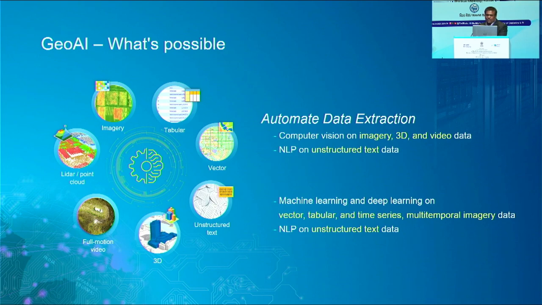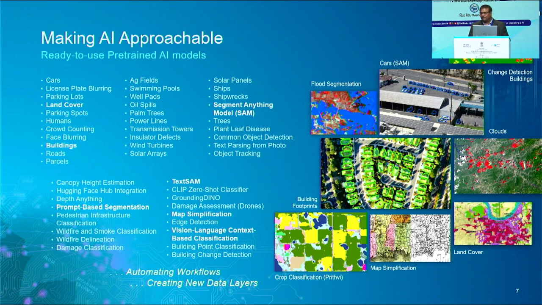Similarly, there are machine learning and deep learning tools for vector, tabular, time series, and multi-temporal imagery. These are used to uncover many of the insights. For all of you who are in the space of AI and understand this, one of the key aspects will be to build a model which runs on different types of data sets. So we at Esri understand all this, and that's why we have already launched many ready-to-use pre-trained AI models. They are available through our platform for access.